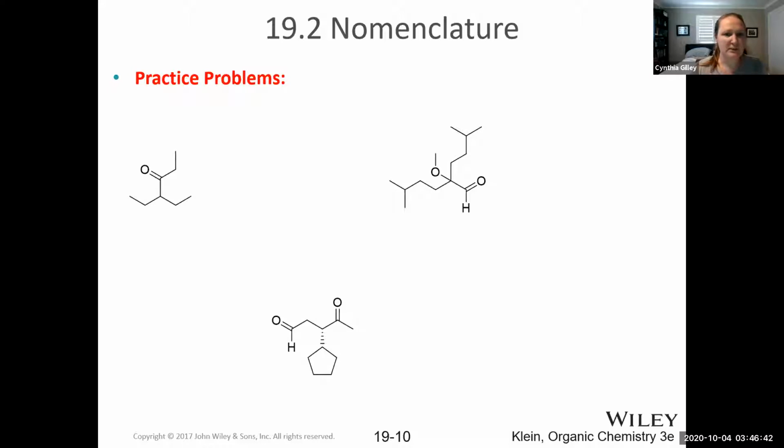Let's do some practice problems for nomenclature. Remember, we're naming these as aldehydes or ketones. The aldehyde group, just so you know, has a higher priority than a ketone. So if you have both an aldehyde and a ketone, the ketone is a substituent, and it's called an oxo group. So that will help you with this one down here. Why don't you go ahead and pause it and do your best to come up with names for these three, and then we'll go over it.